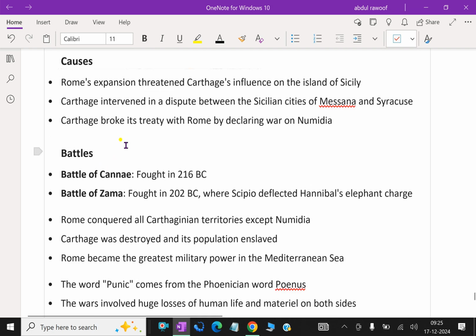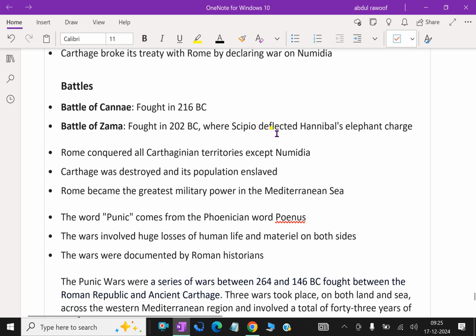Causes: Rome's expansion threatened Carthage's influence on the island of Sicily. Carthage intervened in a dispute between Sicilian cities Messana and Syracuse. Carthage broke its treaty with Rome by declaring war on Numidia.